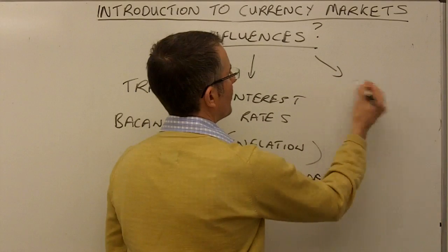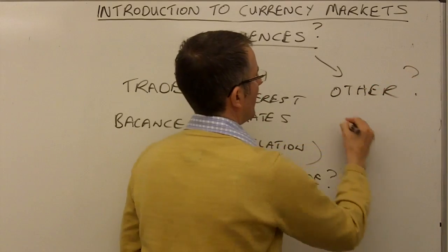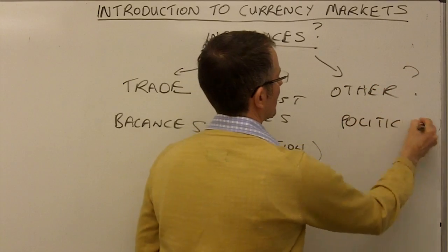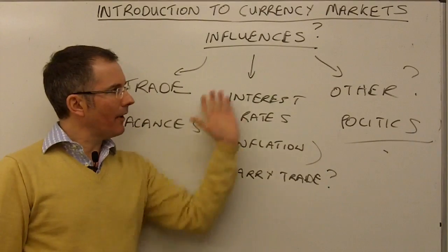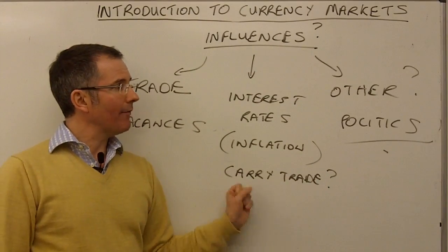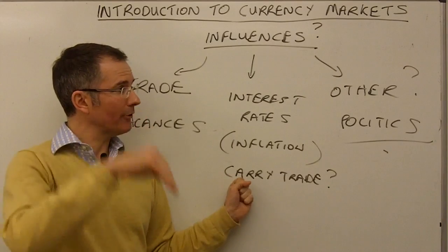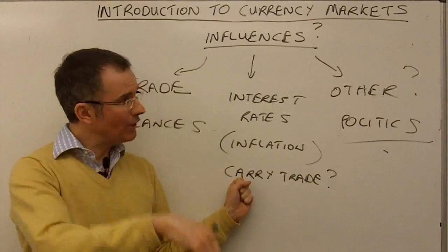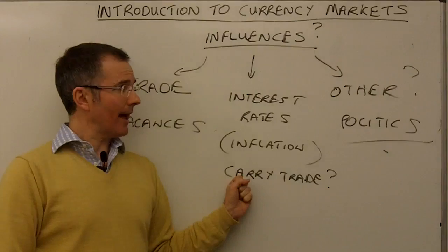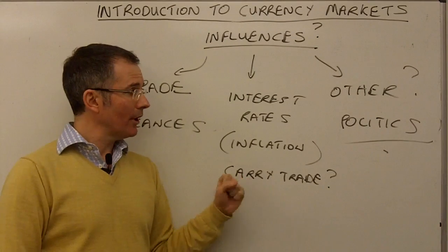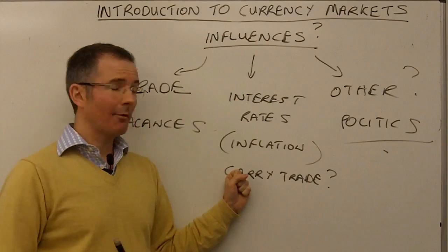Then there's what you might call other. Politics, for example. In here, by the way, you've got other economic data. So evidence of growth, GDP data, for example, is important, will tend to drive currencies up or down. Strong GDP up, weak GDP down. In America, non-farm payrolls, that's employment, that's important. Strong economies employ a lot of people. That'll tend to drive the currency up and vice versa.